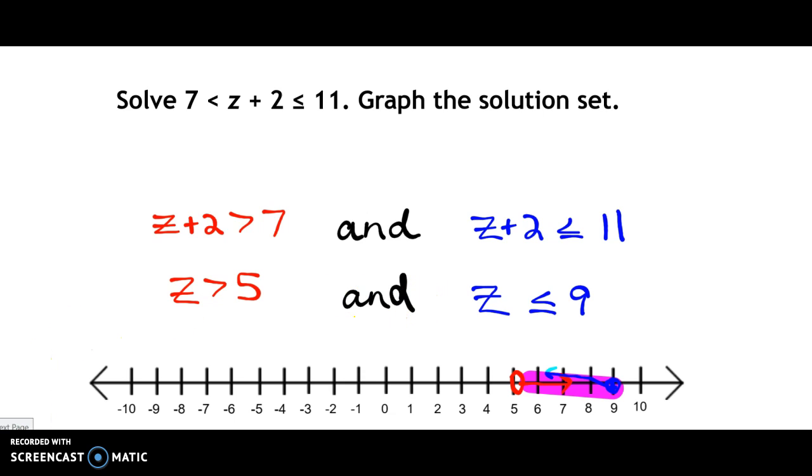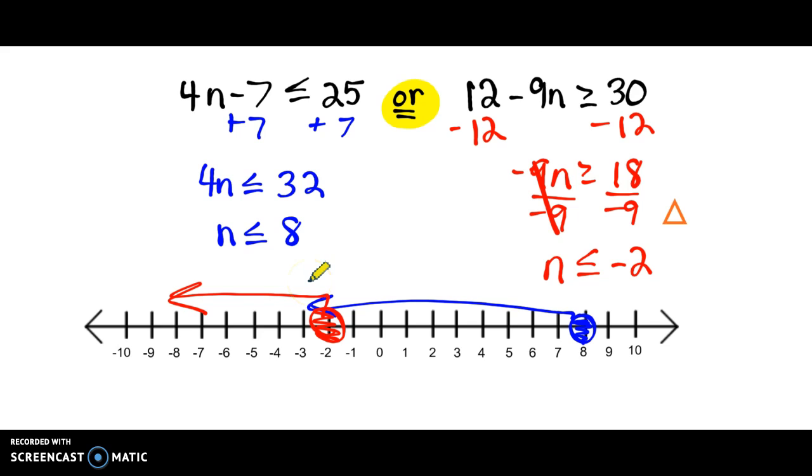An or statement looks a little different. Here's an example of an or statement that I've already solved. So I added the 7 to both sides and then divided by 4 to get to 8. Here I subtracted the 12 from both sides and then divided by -9, and then pay special attention there because when you divide by that -9, your sign has to change direction. Anytime you divide or multiply by a number that is negative, you have to change your sign.